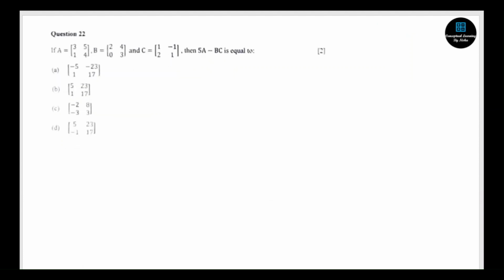Now 2022, again an MCQ question, which is a 2 marker. Let's understand this. We have to first find 5A minus BC. Again, as I said, do it step by step. So BC: we have 2, 4, 0, 3 and 1, negative 1, 2, 1. Be careful when you do multiplication. First row, first column, 2 into 1. As I said, don't do shortcuts, write the steps. So plus 4 into 2, because then only you can verify you are doing it correctly.